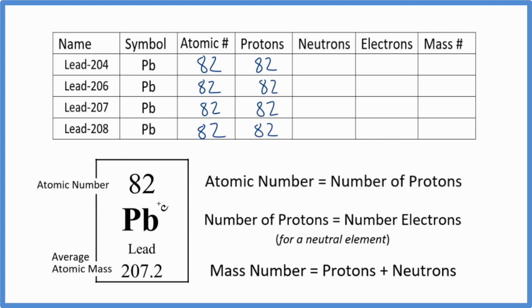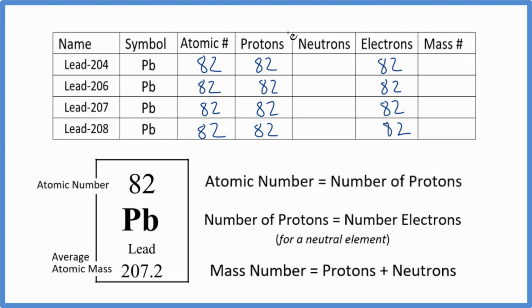Let's talk about electrons. When you look at the periodic table, all of the elements on the periodic table are neutral. They don't have negative or positive signs after them. So they're neutral. That means the number of protons equals the number of electrons. Makes sense. Protons are positive, electrons are negative. When those numbers are equal, you have a neutral compound. So the number of electrons for this lead here is the same as the number of protons. So 82. So this is all the same for all of the isotopes.